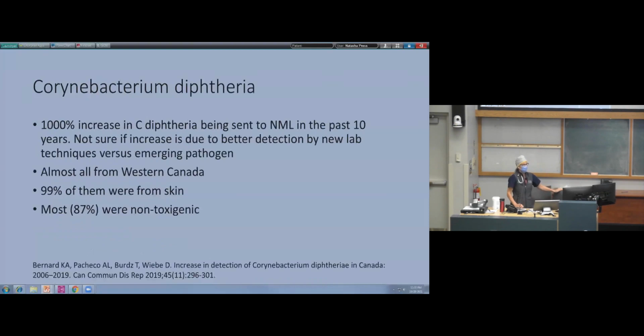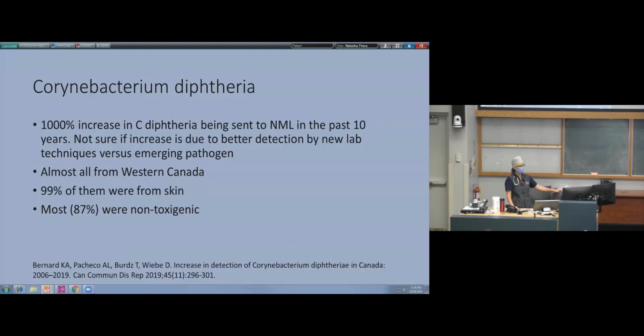So I wanted to talk a little bit more about Corynebacterium diphtheriae, because you saw on that report that it gets reported to public health and gets a toxicity test done. In fact, what happens is it gets sent to the National Microbiology Lab, the NML, which is in Winnipeg, and they do the tests. And what they've noticed is that in the past 10 years, they've had this huge increase, actually over 1,000% increase in the number of Corynebacterium diphtheriae samples that they've received. And it's not clear whether this is due to Corynebacterium actually being an emerging pathogen, or whether it's due to Corynebacterium diphtheriae just being better detected. Because we've had newer lab techniques in the past 10 years. And maybe before this was just being partially worked up and being reported out as skin flora or diphtheroids, but not being fully worked up as Corynebacterium diphtheriae.